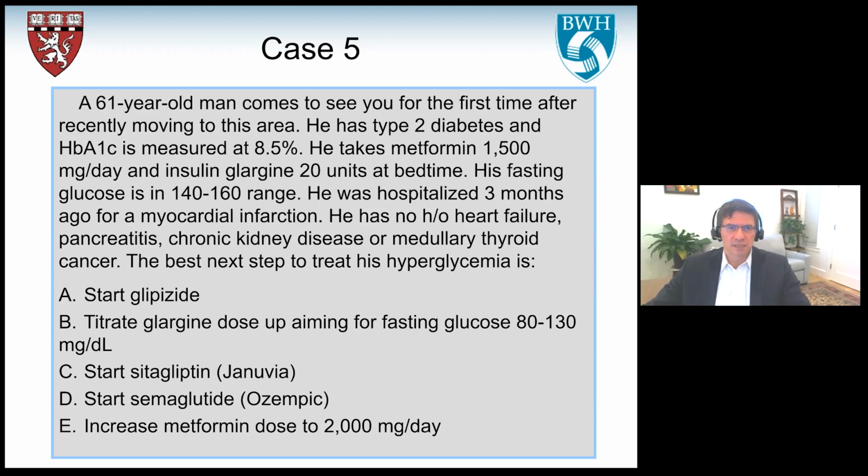He was hospitalized 3 months ago for myocardial infarction. He has no history of heart failure, pancreatitis, chronic kidney disease, or medullary thyroid cancer. The best next step to treat his hyperglycemia is A. Start glipizide. B. Titrate glargine dose up, aiming for fasting glucose between 80 and 100 milligrams per deciliter.